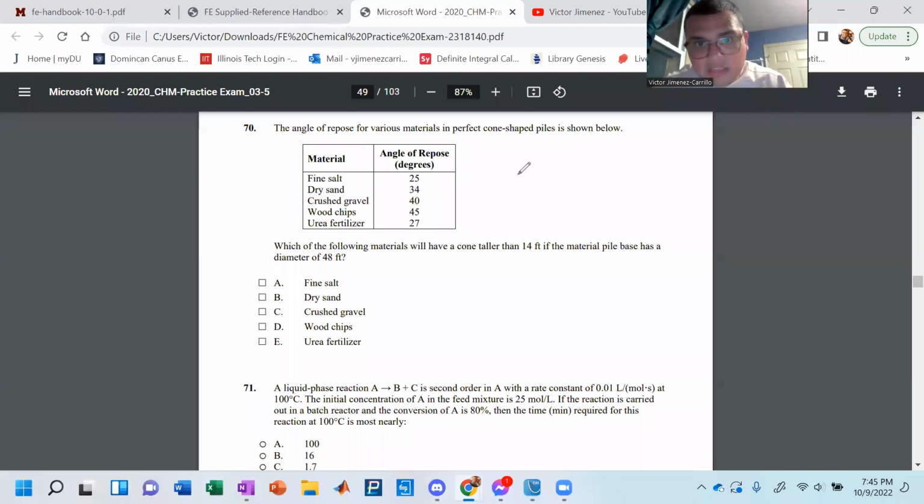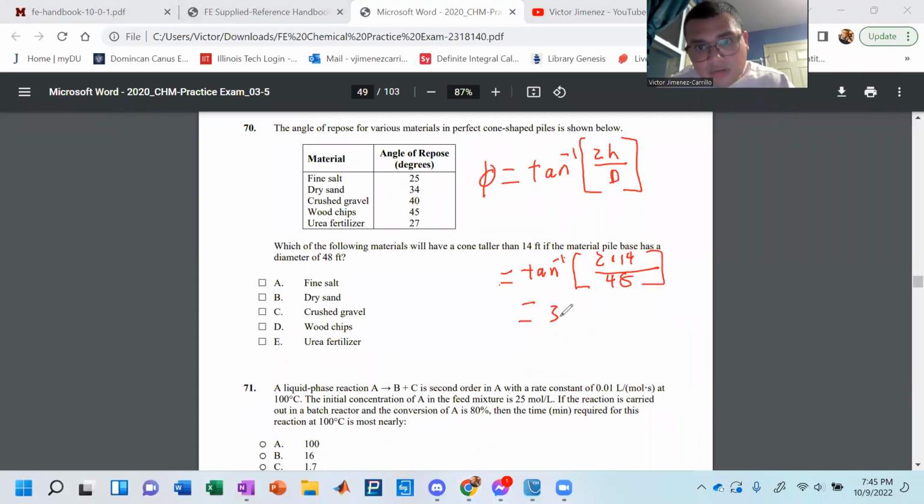a tangent equation, where the angle is equal to inverse tangent of 2 times height divided by diameter. Now you have these numbers, which you'll just plug into that: inverse tangent of 2 multiplied by 14 divided by 48 in diameter. And that gives you an angle of 30.2 degrees.